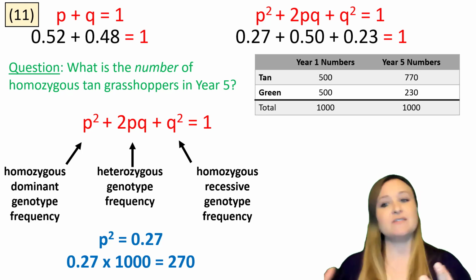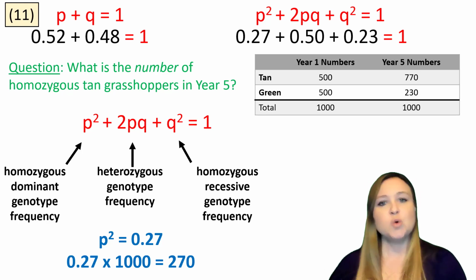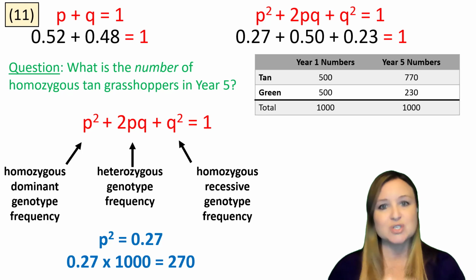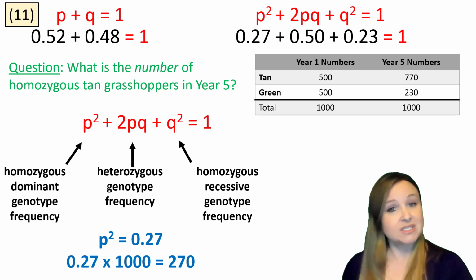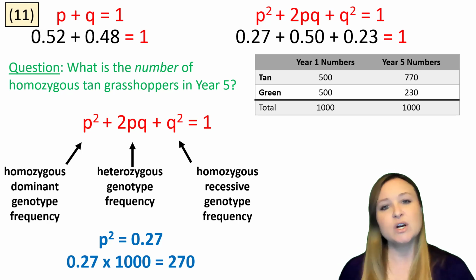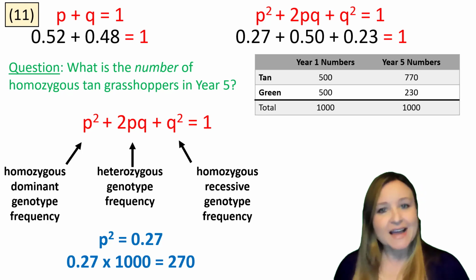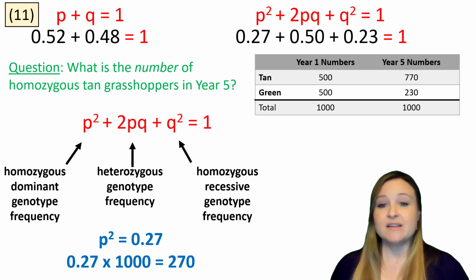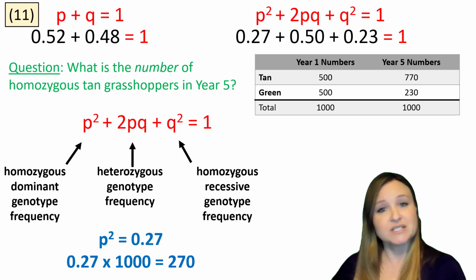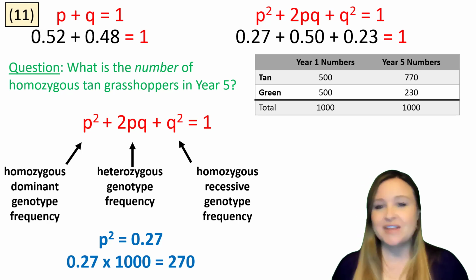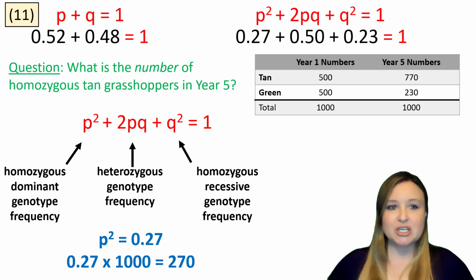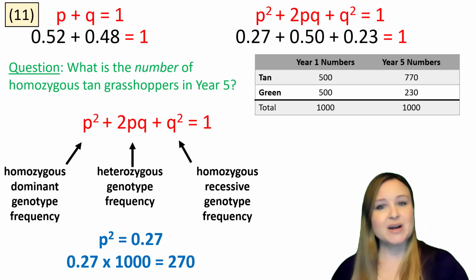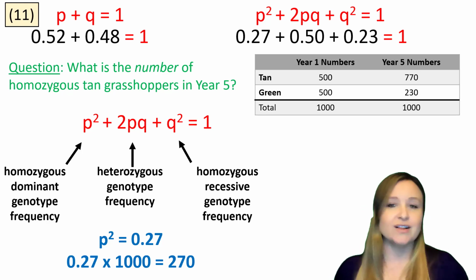Generally, if you're given numbers like this in a table, you always start with figuring out Q squared, because you know Q squared, that's little t, or the homozygous recessive genotype, whatever you happen to be working with. We can find Q squared simply by dividing the number of the homozygous recessive individuals by the total, and that gives us the frequency of Q squared. From there, we can get Q, P, P squared, and 2pq, and we have all of the variables.